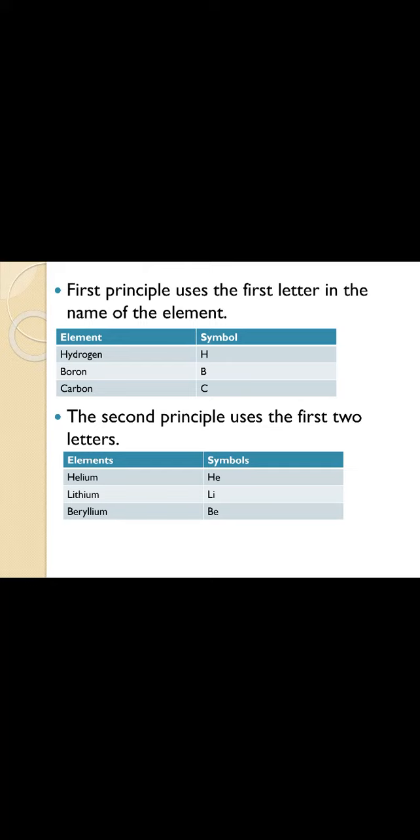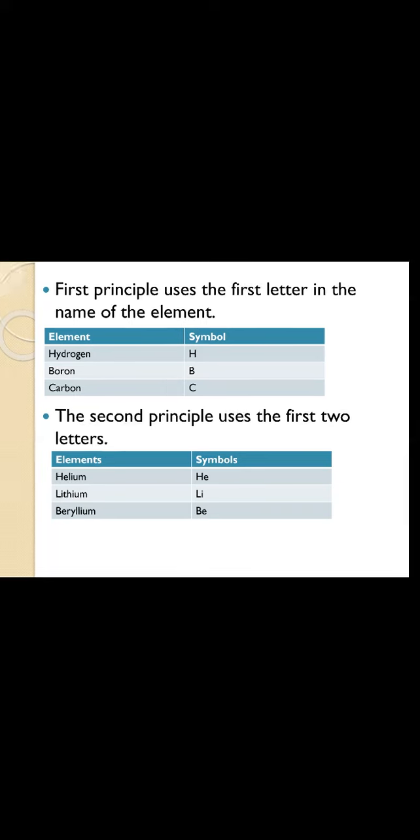So we also have other elements. The second principle uses the first letter and the second letter, that's the first 2 letters, in order to give elements their symbol. For example, beryllium, the symbol is Be. Lithium, for example, the symbol is Li. So these are elements whose symbol is derived from the first 2 letters.